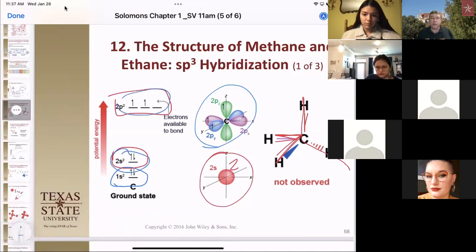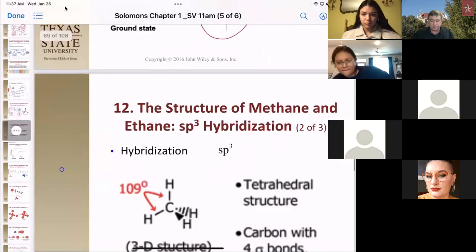So what if we took all 4 of those second energy level orbitals, the S, we have 1 orbital in S and 3 orbitals in P. What if we blended them together so that we have 4 equal orbitals? Okay, so what would that look like?